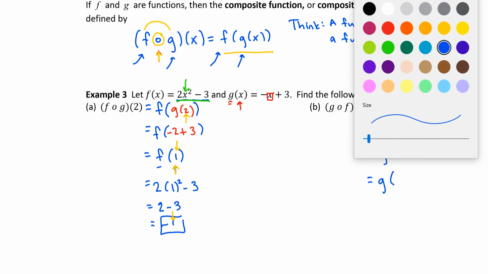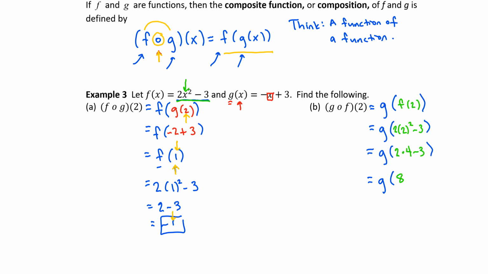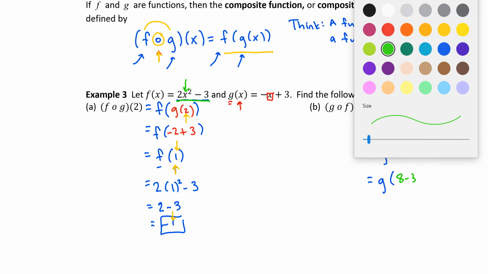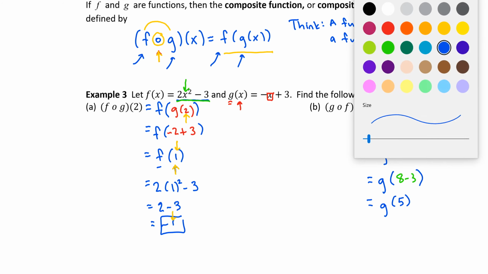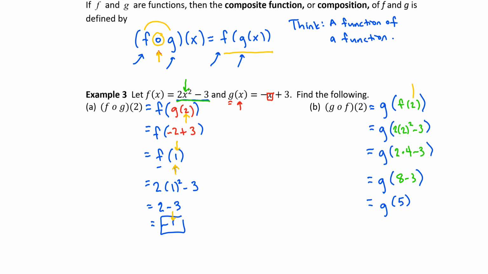And then we would carry out our multiplication. 2 times 4 is 8. And then next we will subtract 3. So we end up with 5, so g of f of 2 becomes g of 5. Okay? So when we plug in 2 for the function f, 2 goes into f, 5 comes out, right? Now we're going to take the output of f and plug it into g.